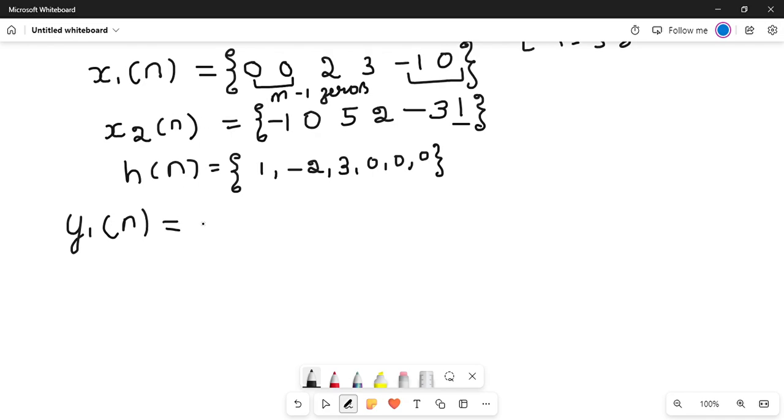Okay, so y1 of n is equal to x1 of n circular convolution with h of n. Fine, yes, that is not a plain product, it is x1 of n circular convolution of h of n. Fine, yes.